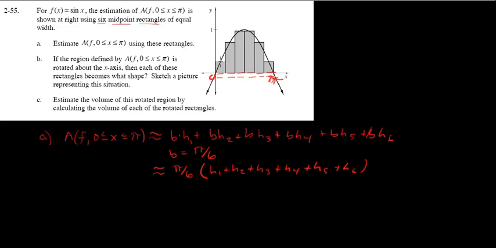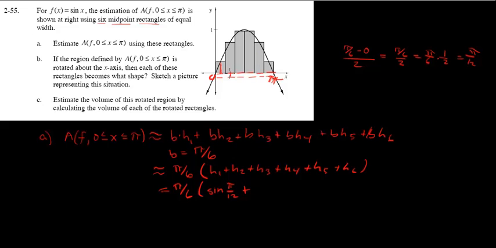So what are all these heights? Well, this height is right here between 0 and pi over 6. You can figure that out: pi over 6 minus 0, divided by 2. That is pi over 6 divided by 2, which is pi over 6 times 1/2, which is pi over 12. So that's pi over 6 times, h1 we know is sine of pi over 12.